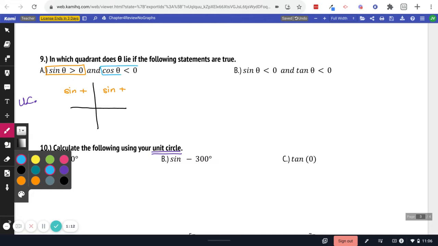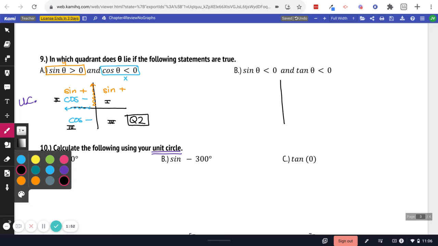Cosine negative. So cosine happens to be negative in two spots. Cosine's negative here, and cosine's negative here. And that makes sense because cosine is tied to the x, and x is negative as we go this way. For sine, sine's tied to the y, which is positive going up, so we take the two sides that are above. As far as where both of these statements are true, that is in Q2, right? Because it goes 1, 2, 3, 4. And in Q2, that's where we care about this.